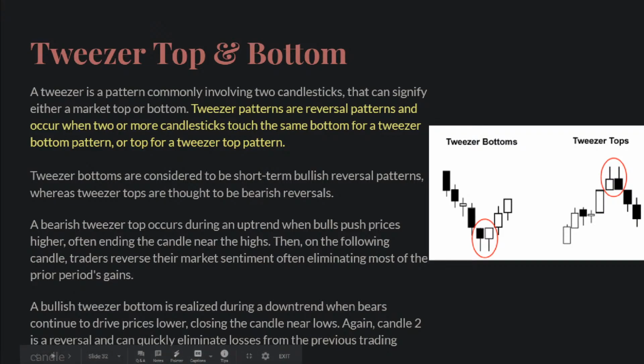So a bearish tweezer top occurs during an uptrend, and just like any other bearish pattern, we're looking for an uptrend, and then the bulls push the prices higher, often ending the candle near the highs. Then on the following candle, the traders reverse their market sentiment, eliminating most of the prior period's gains. Bullish, and usually all the period's gains. But a bullish tweezer bottom is realized during a downtrend when the bears continue to drive prices lower, closing the candle near the lows. And again, candle 2 is a reversal and then quickly eliminates the losses from the previous trading candle.